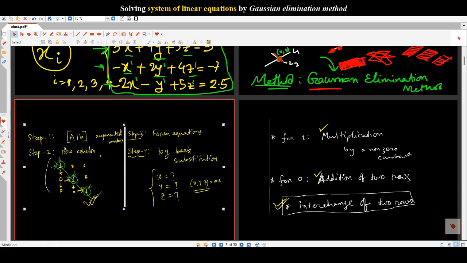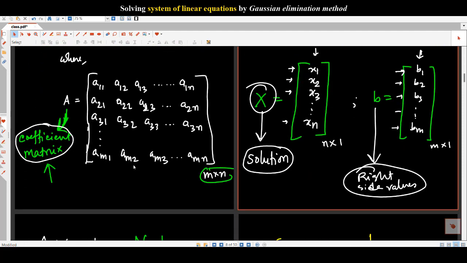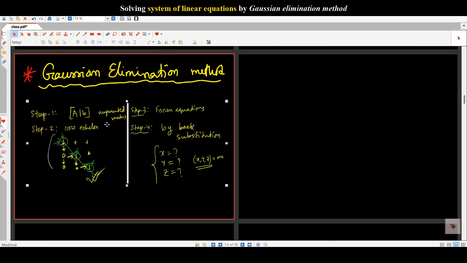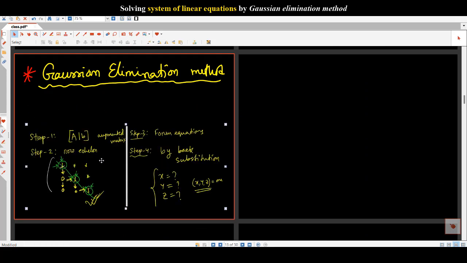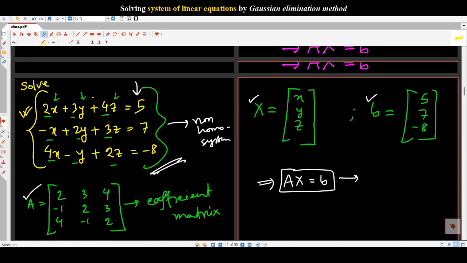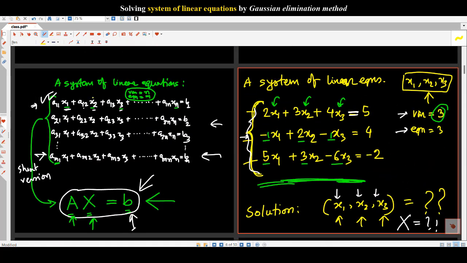So first of all, suppose you have a system AX equals B. I am writing in short form, but this short form can be coming from a larger scenario. Have a look here. The system that we have considered: x1, x2, x3, xn, there are n number of variables, there are m number of equations, first equation, second equation, third equation, up to m number of equations.